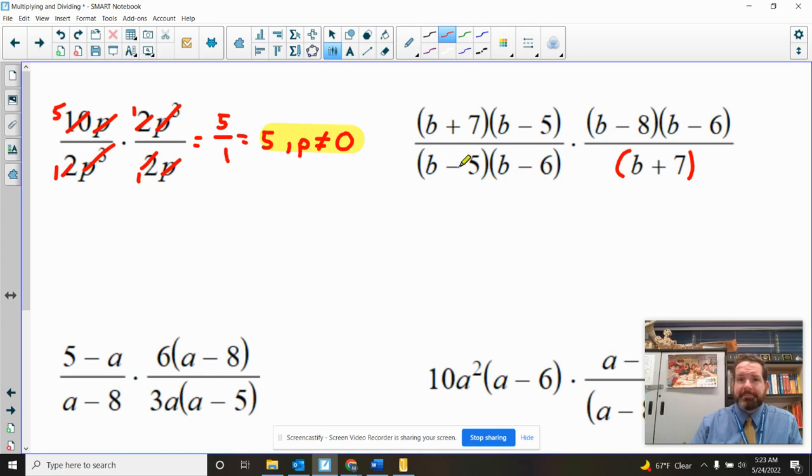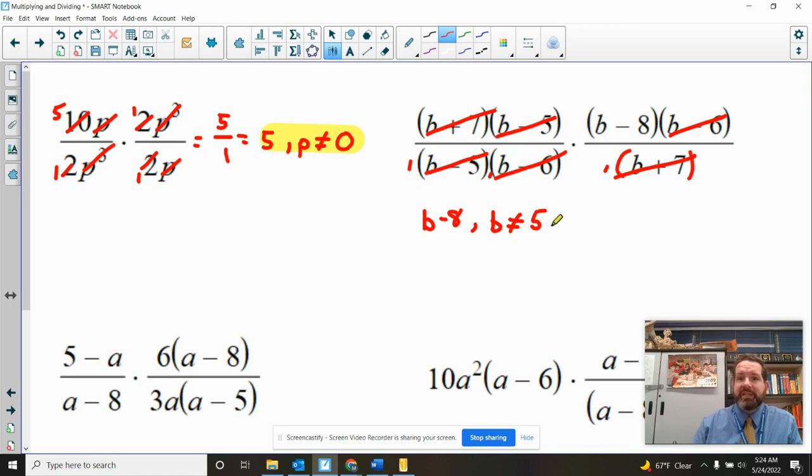Okay, let's see what we got. b minus 5, there is a b minus 5 on the top. b minus 6, there is a b minus 6 on the top. b plus 7, there is a b plus 7 on the top. So all we're left with is b minus 8 on the top. On the bottom, all of these reduced to little 1s. So it's 1 times 1 times 1 on the bottom. And division by 1 doesn't change anything. So I'm just not going to write anything. So all of this is just equal to b minus 8, with the exception that b cannot be the number 5.